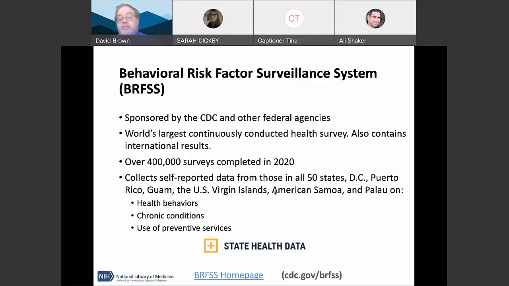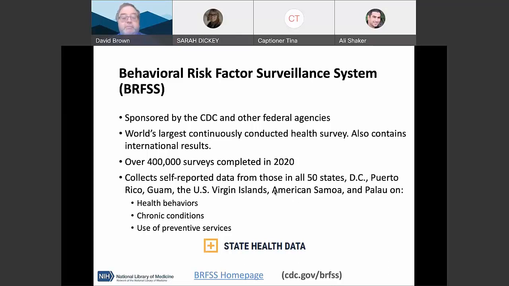One thing I will say is it's a great tool if you're looking at specific things, but not all questions are used every year. They have to keep it a shorter telephone interview that can be done in about 20 to 40 minutes. So not everything is examined every year. If you're looking for something, you may have to go a year or two before to find those specific questions you are interested in.